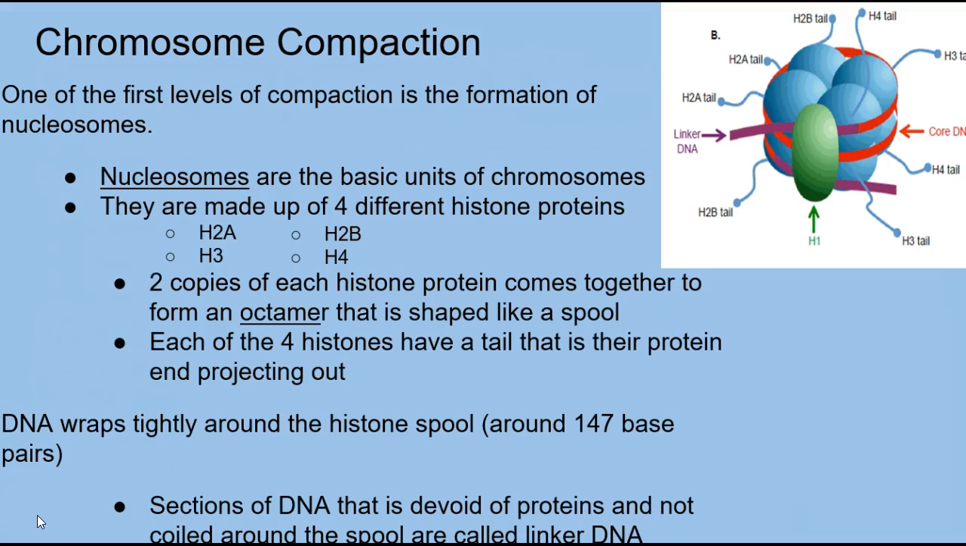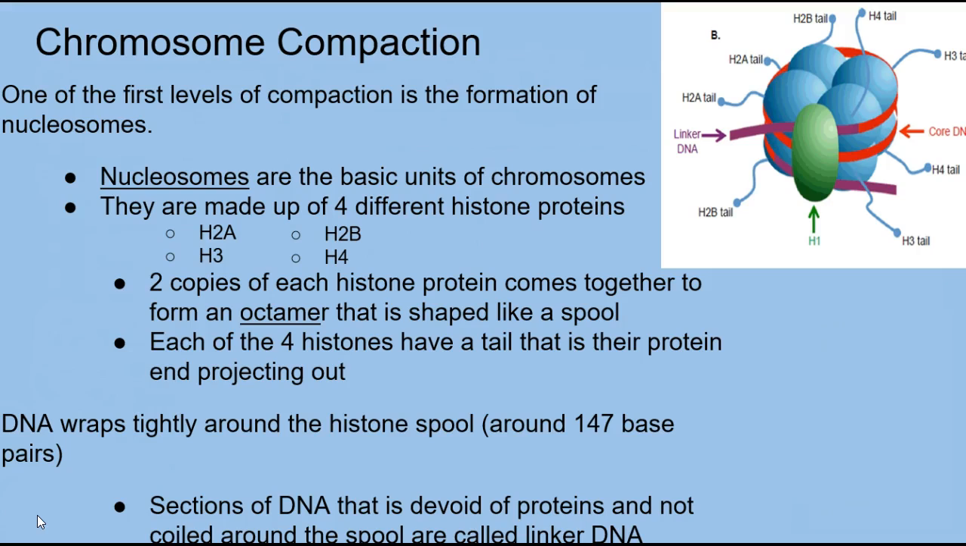Each of those little blue circles or balls is an example of a histone protein, and they're each labeled. And then you can see the DNA is circled around it, and where the arrow points to linker DNA, that's where there are no proteins around the DNA, so it's just open. So that's an example of the linker DNA.